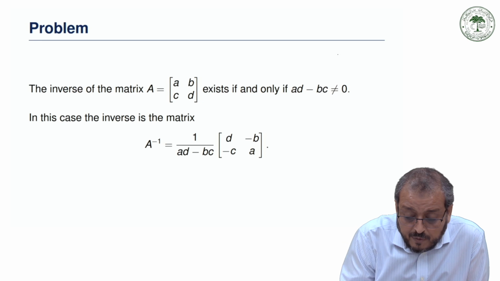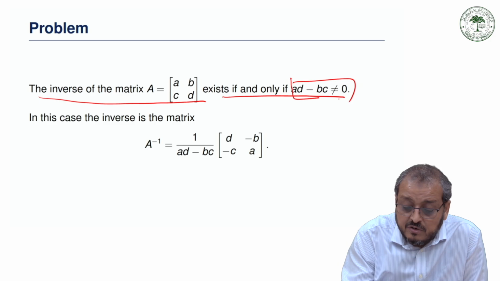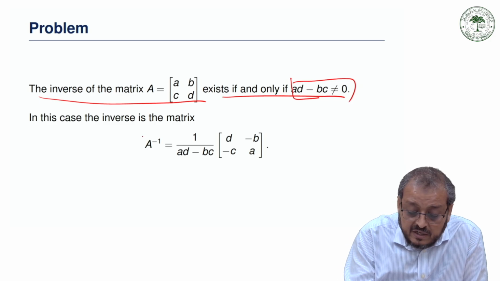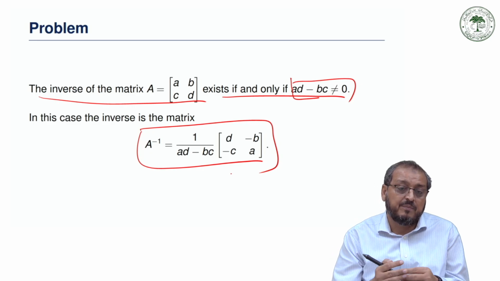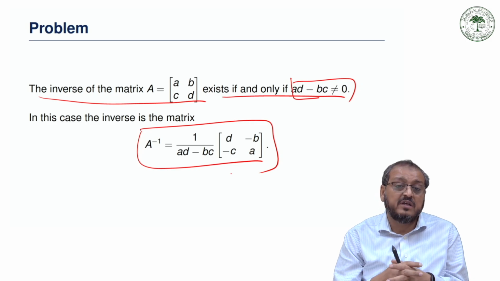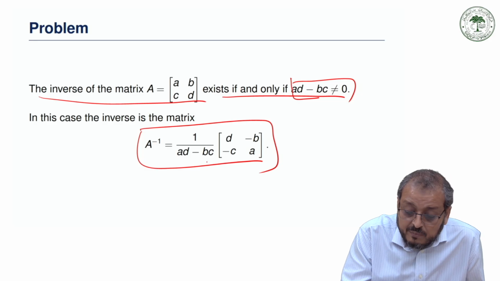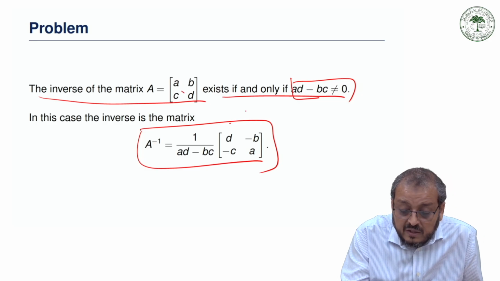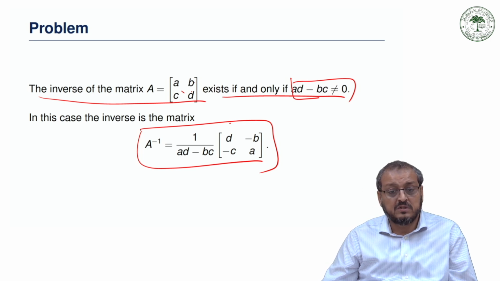So the next problem is this: the inverse of A exists if and only if AD minus BC is not equal to 0, and the inverse is of this form. You know that this is a well-known property, but we have to try to show that the inverse of a matrix A exists only when AD minus BC is not equal to 0. And if AD minus BC is not 0, then the inverse is of the form 1 upon AD minus BC, times D, minus B, minus C, A, interchanged in this form. We try to prove this result.